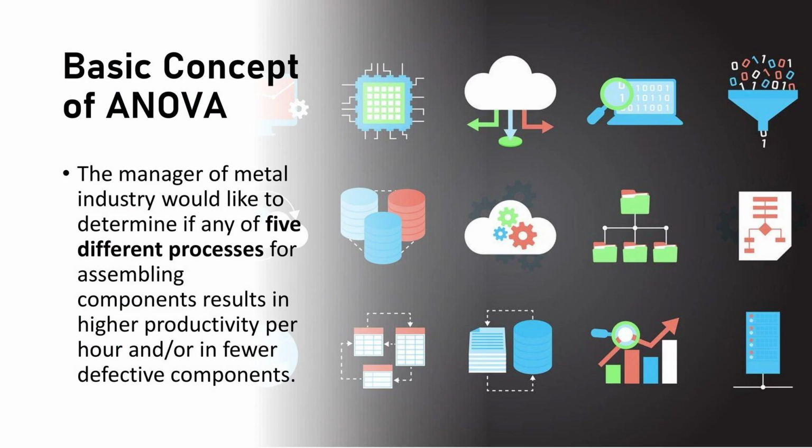Basic concept of ANOVA. The manager of a metal industry would like to determine if any of 5 different processes for assembling components results in higher productivity per hour and/or in fewer defective components. ANOVA illuminates whether different assembly processes in metal industries influence productivity or defect rates.